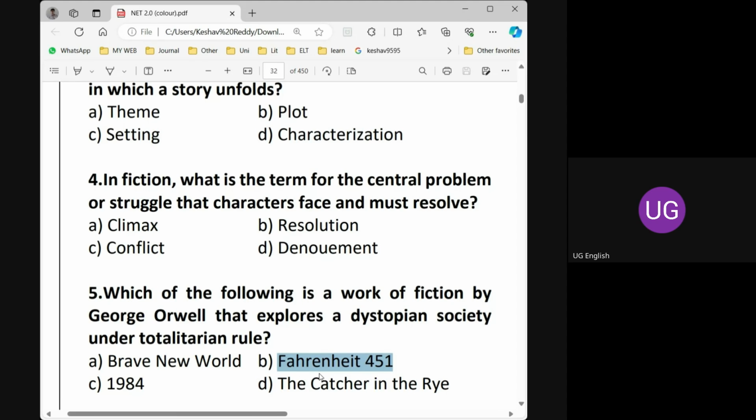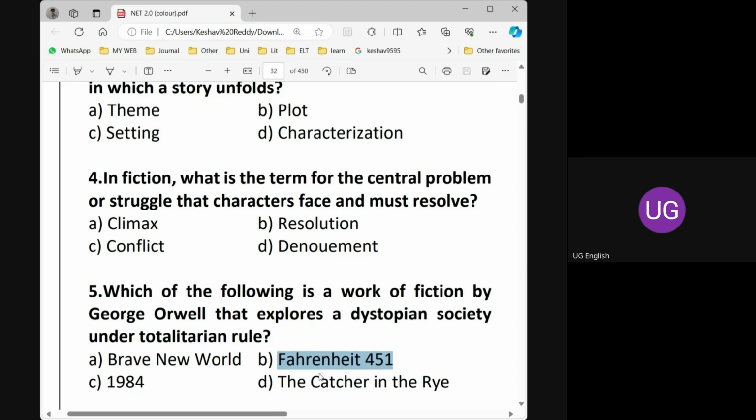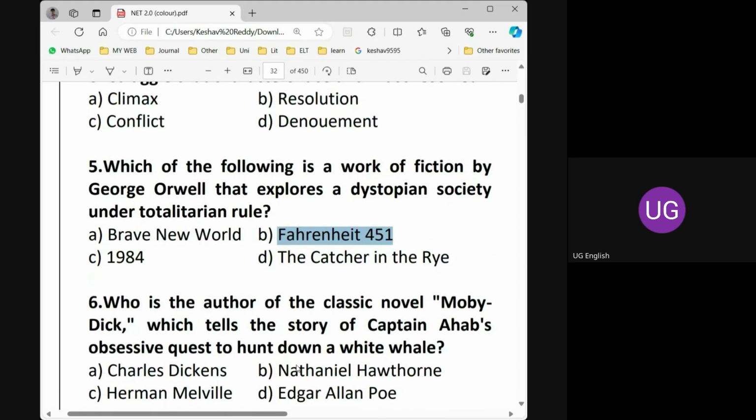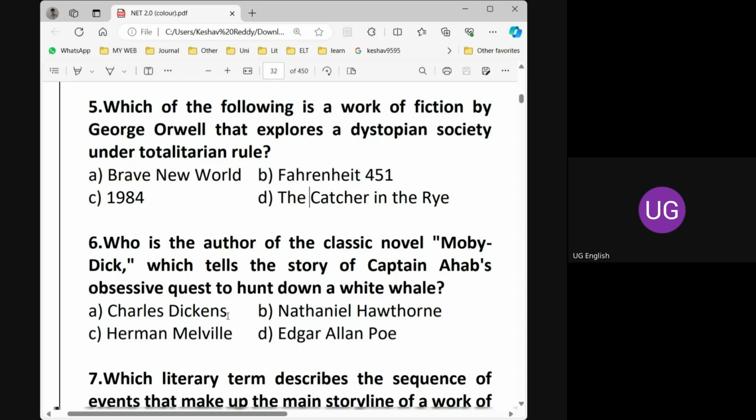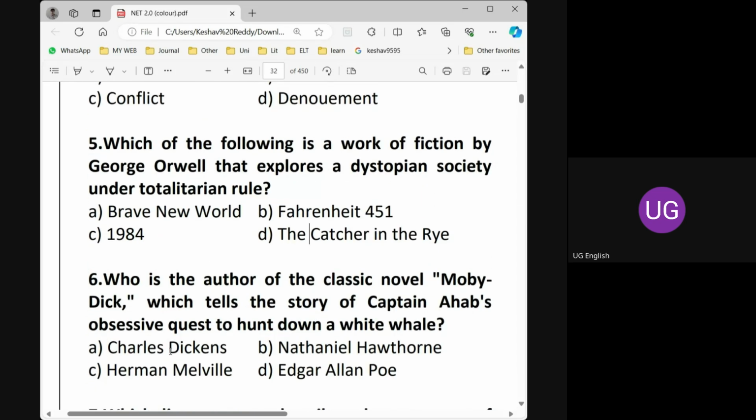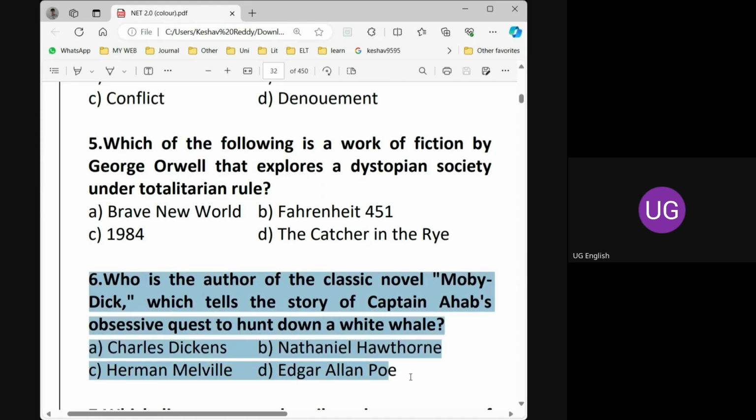You can go to that. The Catcher in the Rye by J.D. Salinger. Very important American novel. The last one is also about an American novel. Sixth question. So I think I can move to the next topic.